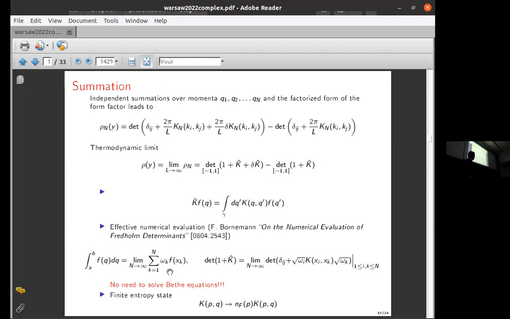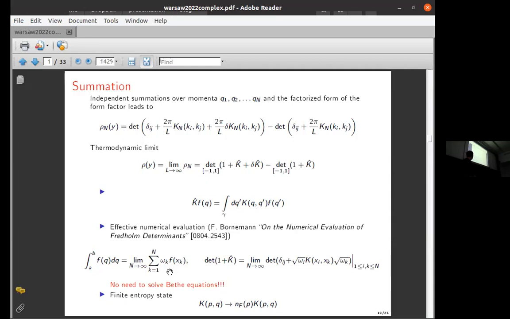This specific form allows us immediately to take the thermodynamic limit and express the answer in terms of determinants, which in this case are now regarded as operators that act on functions on some interval. In our case, it's the interval minus one, one, which corresponds to the Fermi sea, but in principle it can be any interval gamma. The operator acts in terms of conjugation. And actually, this object is very well defined. It's defined as a formal Riemann integral.